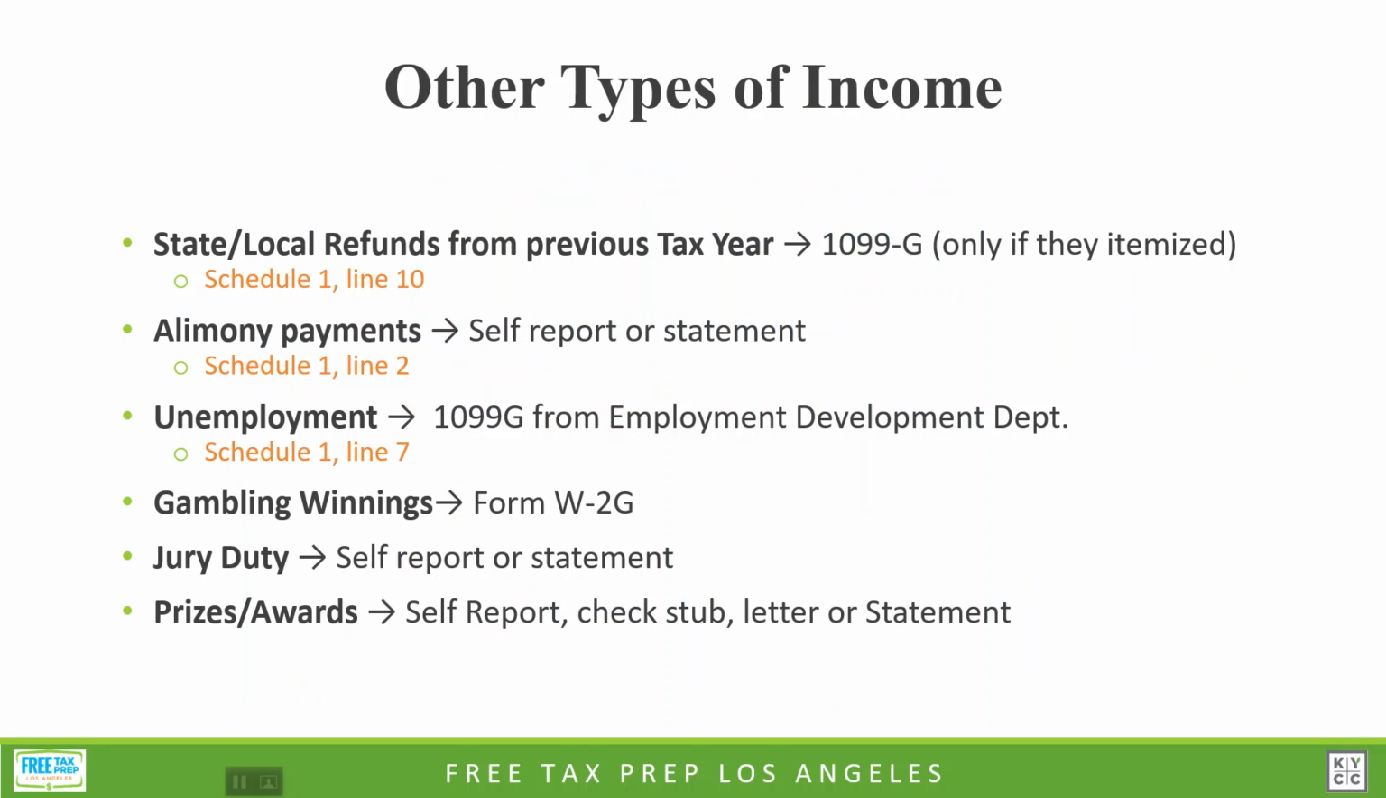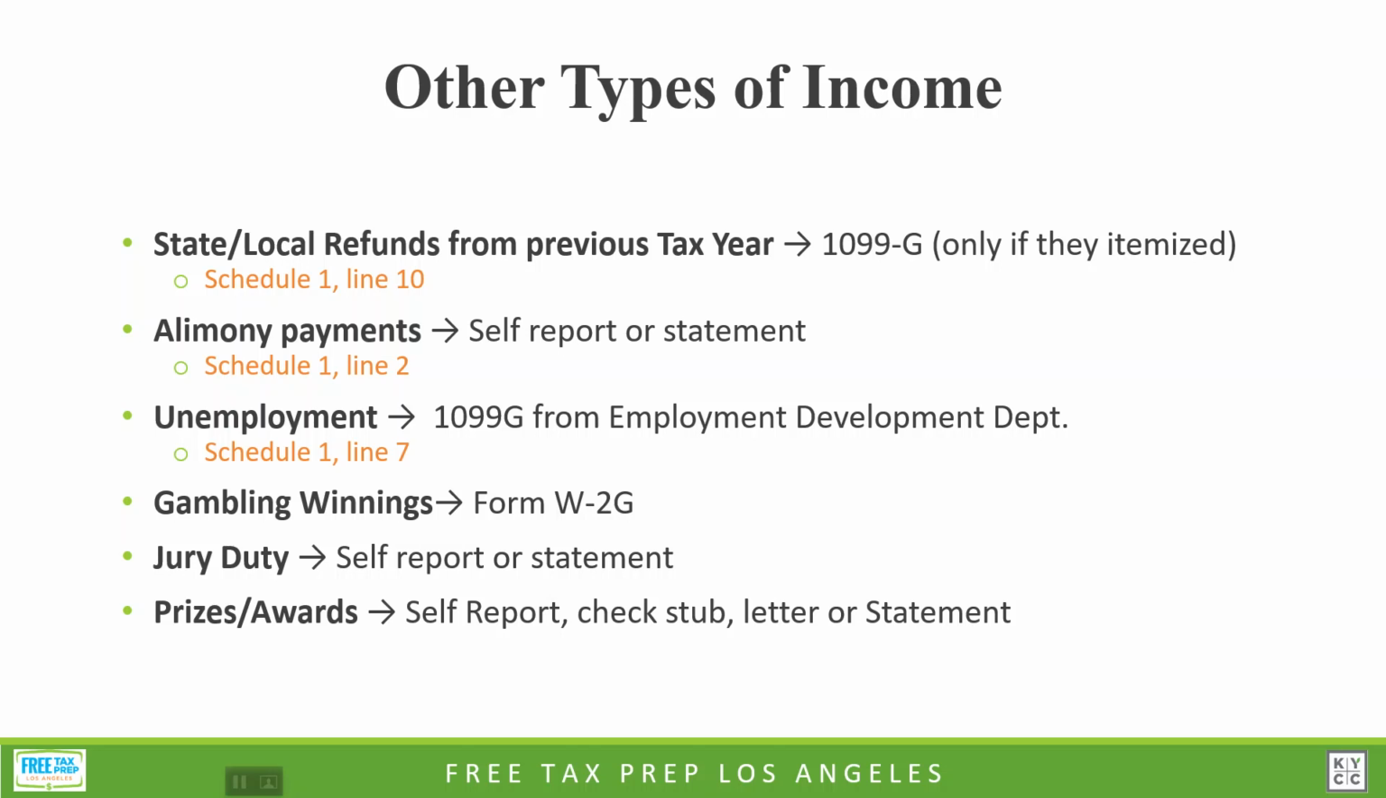Now we have other types of income. Other types of income include state and local refunds from previous years, alimony payments, unemployment, gambling winnings, jury duty, prizes, and awards. State or local refunds will show on Form 1099-G, but do not confuse it with the unemployment 1099-G. Those are two different forms. And they will receive this form for state or local refunds only if they itemized deductions last year.